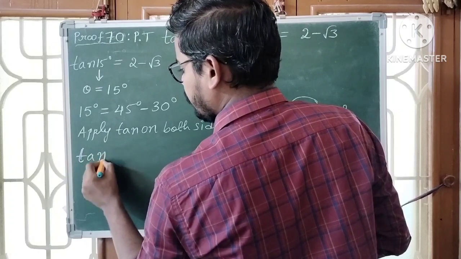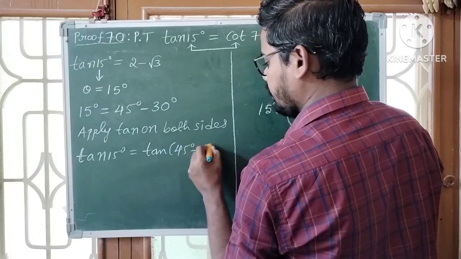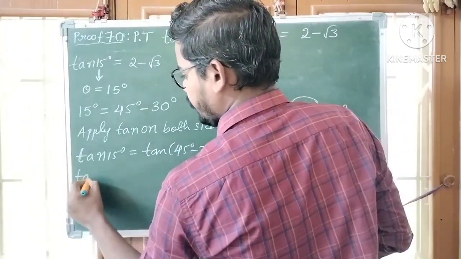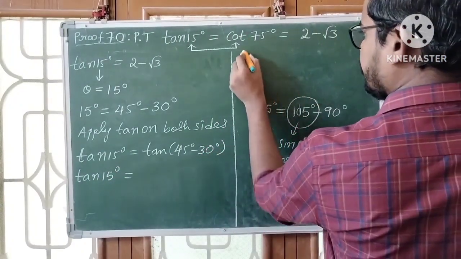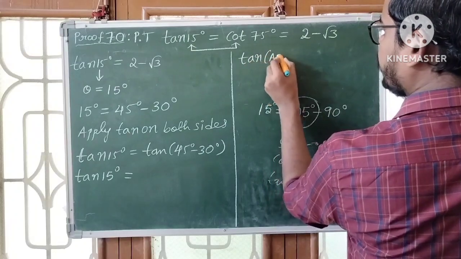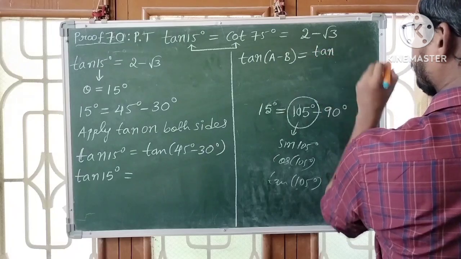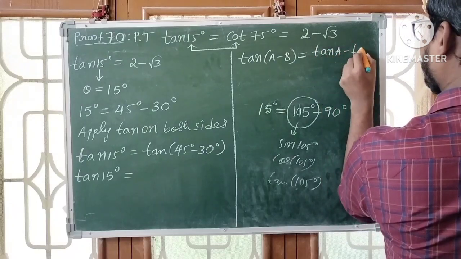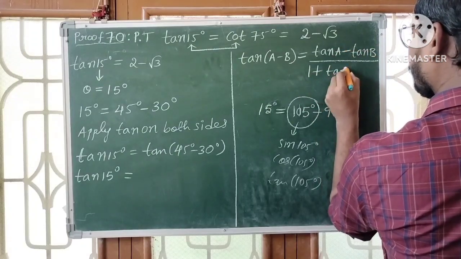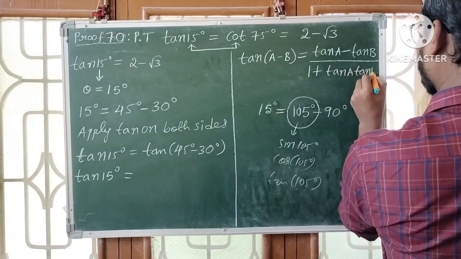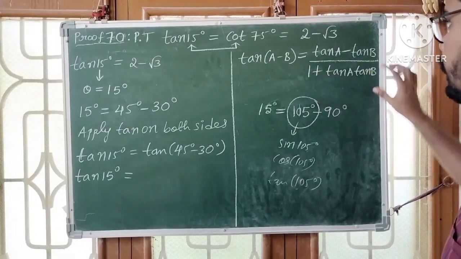Now tan 15 degrees is equal to tan of 45 degrees minus 30 degrees. So this is like tan of A minus B. In compound angles, what is the formula for tan of A minus B? Tan of A minus B is equal to tan A minus tan B by 1 plus tan A tan B. This is the compound angles formula.